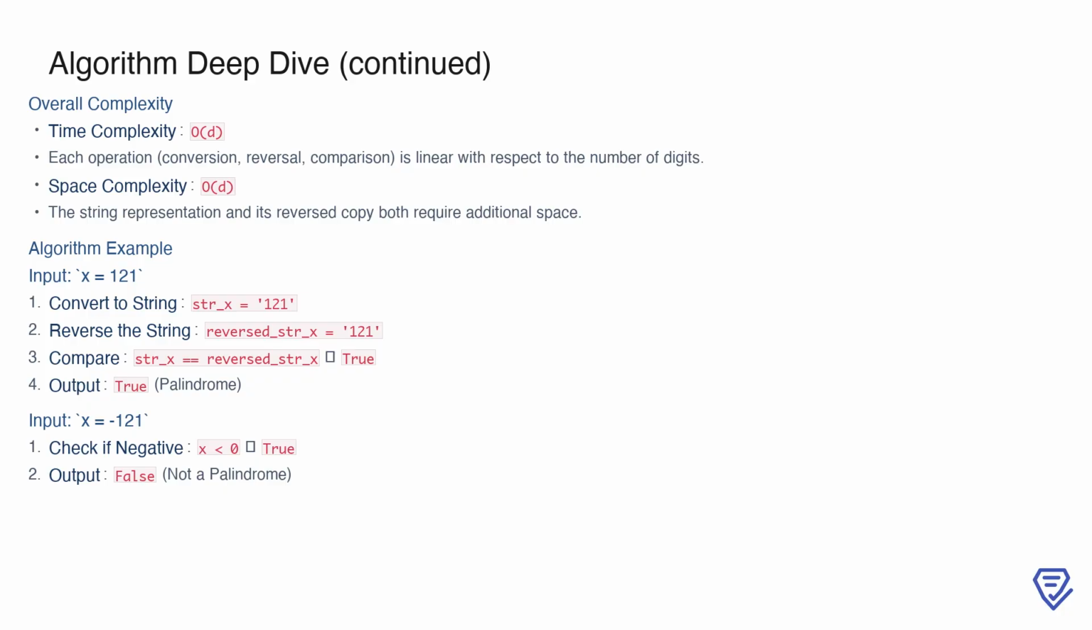To illustrate how the algorithm works, consider the input x equals 121. We first convert it to a string, resulting in 121. Reversing the string gives 121, which matches the original, so we return true. For a negative input like x equals -121, we check if it's negative. Since it is, we immediately return false without further processing, as negative numbers cannot be palindromes.